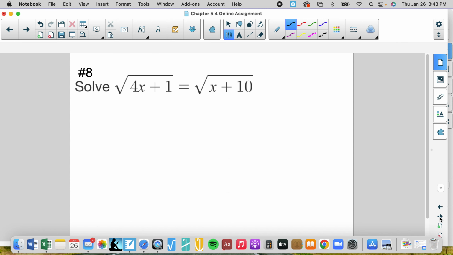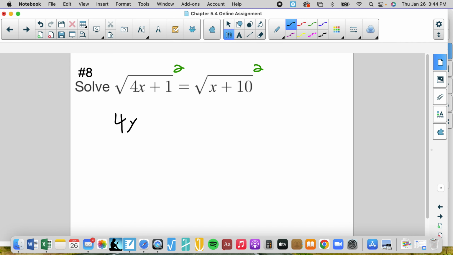Number 8. Ooh, this is kind of interesting. So here we have radicals on both sides. First time that both of them have been inside of a radical. We're still going to do the same thing. We got to get rid of the radicals. We can't get in them. We can't move them. We can't separate this into individual radicals. So we got to square it.